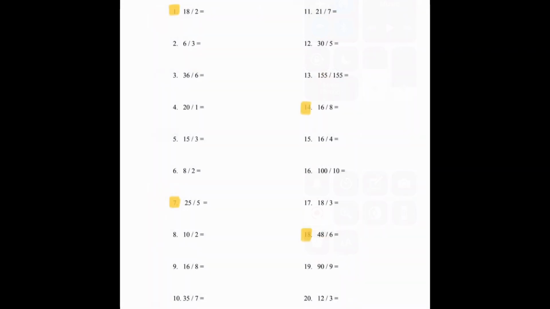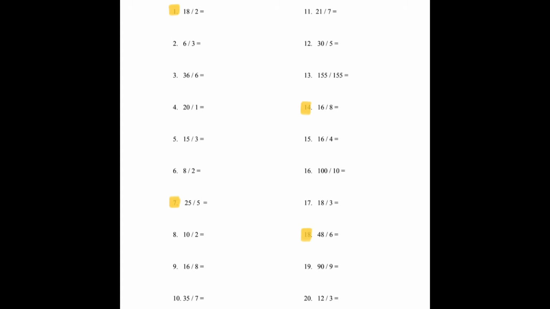We're going to do division. Number 1 is 18 divided by 2. So how you write it is the second number goes in the first place, and then you write this, which shows that it's a division sign, and 18. This is how you write it.